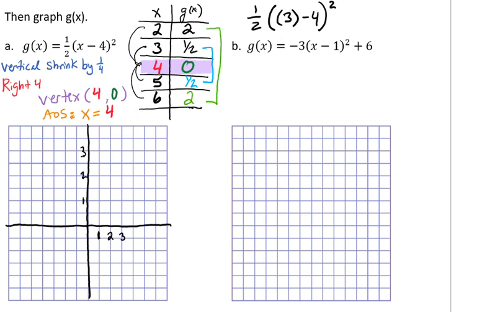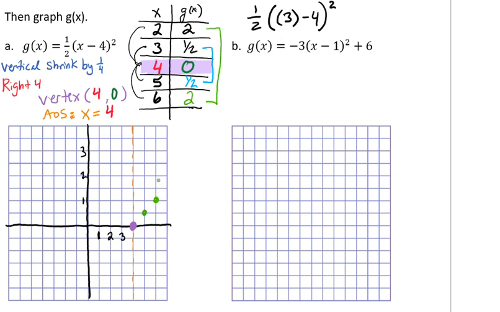All right, so first thing we're going to graph is our vertex at 4, 0. So there's our vertex, and there's our axis of symmetry. And now we can start graphing our points. So I'm going to graph these in a bright green. So we're going to have 5 and 1/2, and we're going to have 6 and 2.